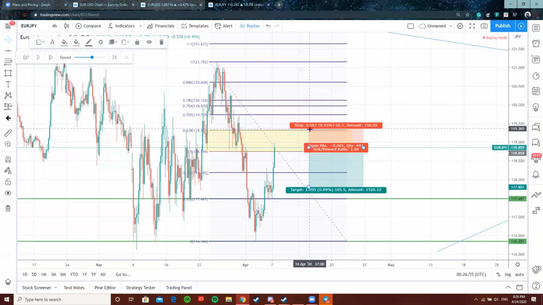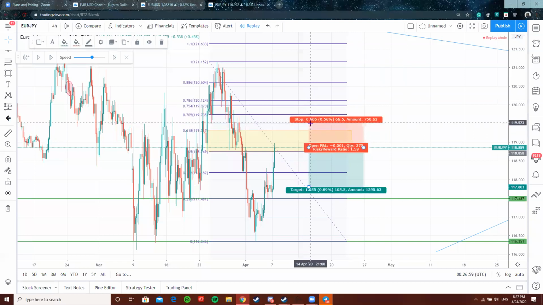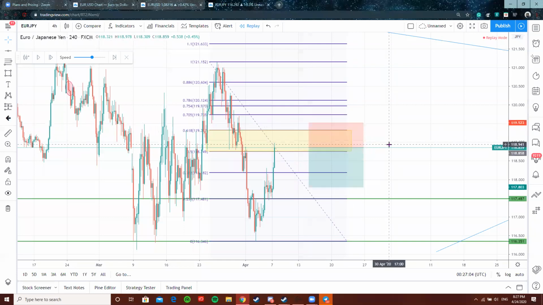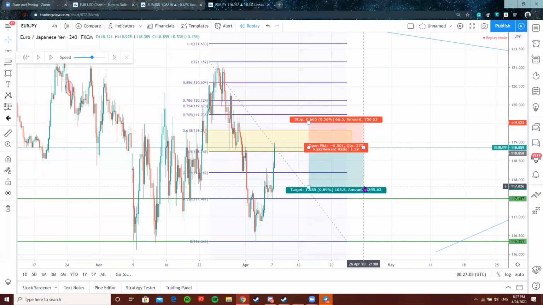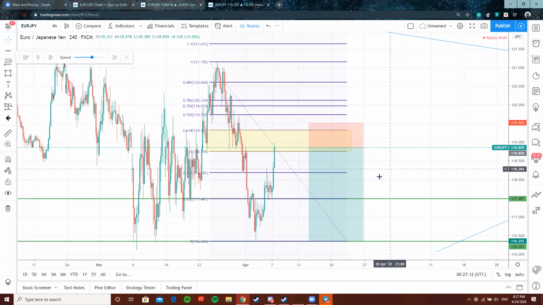Some people may be a little more conservative and put it right at the 61.8. Personally, I'm going to put it right around here, and we're going to have a little bit of a bigger stop loss right there. Not a big issue. Now, from there, what's our first take profit? Our first take profit is the 0. Boom, right? That's the first take profit. Now we enter, and let's see what happens.